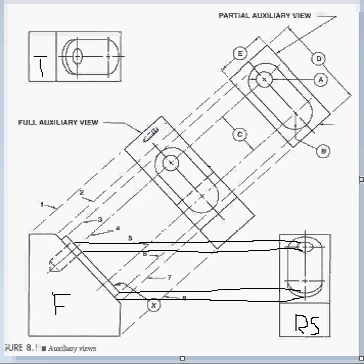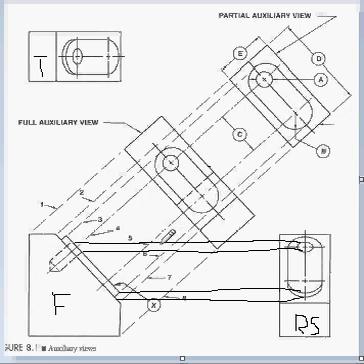That means it's showing the whole part. It's showing you the part all the way out to this edge and all the way out to this edge. So that would be a full auxiliary view. If you've got a full auxiliary view, you won't have this other view up here that's called the partial. It won't be there. They're just showing you the two different views.